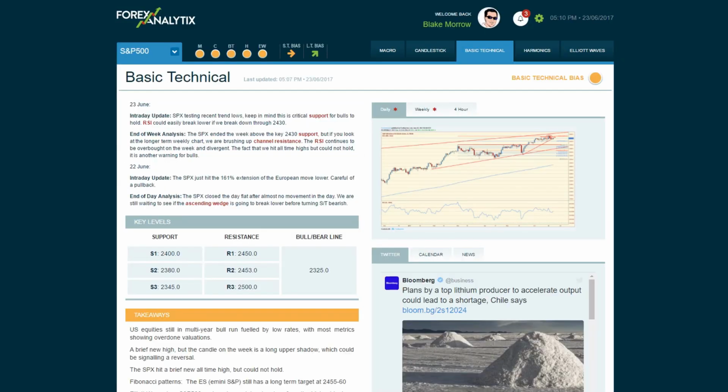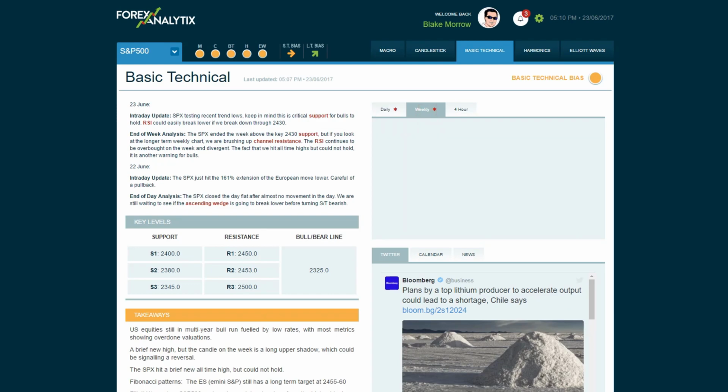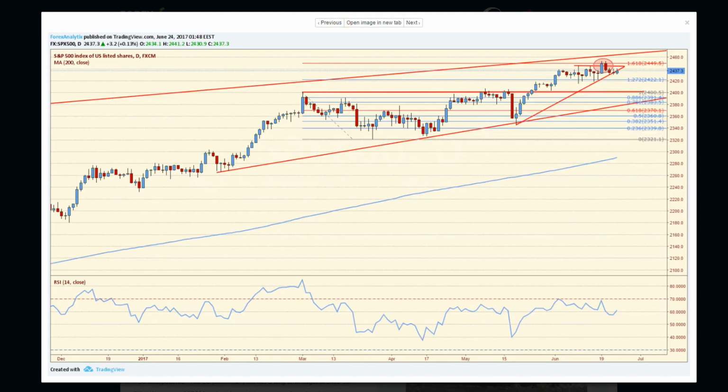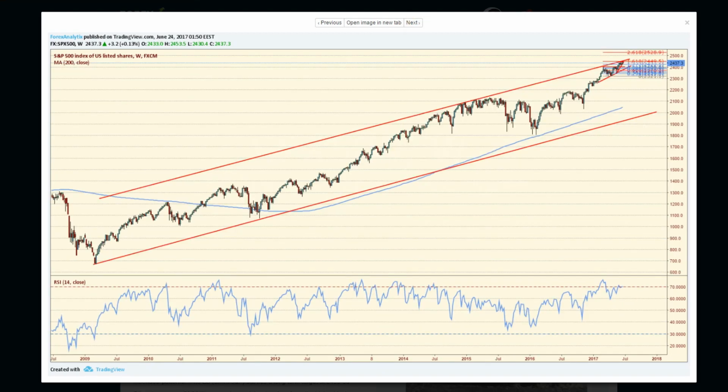I'm going to take you over to the basic technical analysis chart, and I really want to take you over to the weekly chart really fast. Now, there's a weekly chart of the S&P, and what you'll notice is we're at what could be channel resistance up here. Now, if you look at the daily chart, we had a false breakout this week into all-time highs. We hit the 161% extension. Now, we haven't started breaking down yet, but I think the risk is if this channel resistance is really that big of a deal, maybe we come down a bit.